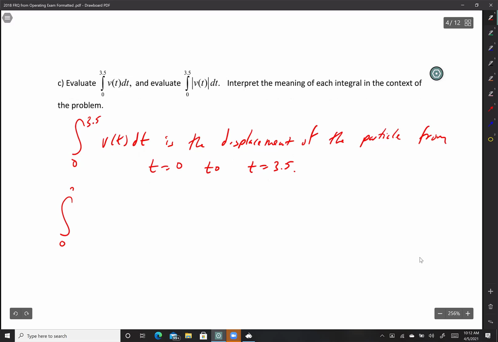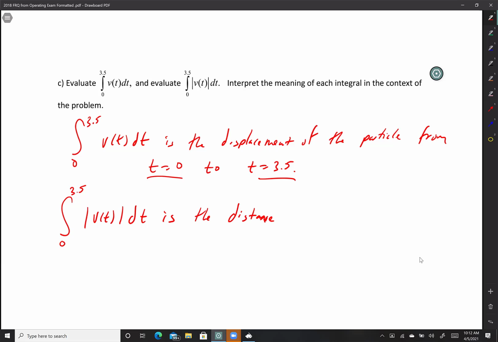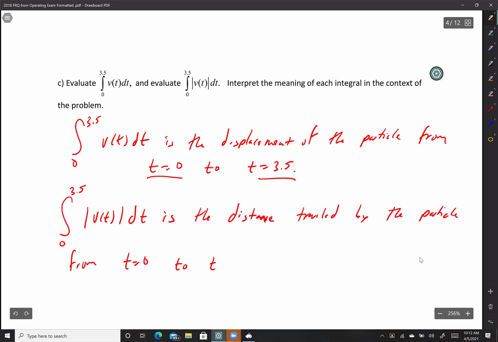The integral from 0 to 3.5 of absolute value of v of t dt is, what is this? Distance. Perfect. It's distance. And make sure you write your time interval. It is the distance traveled by the particle from t equals 0 to t equals 3.5.